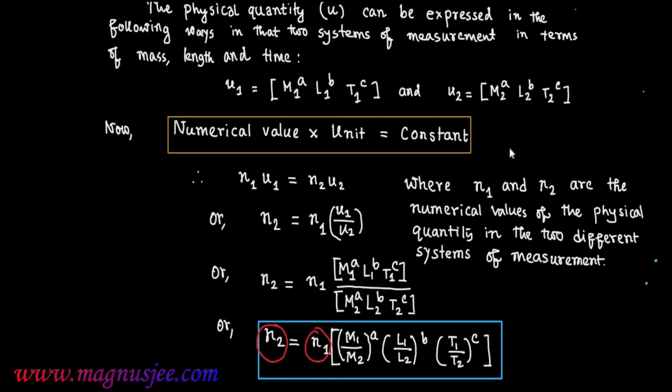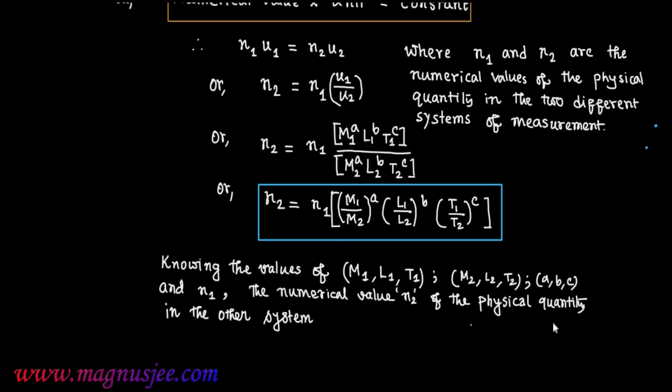Now n2 equals n1 M1 by M2 whole to the power a, L1 by L2 whole to the power b, and T1 by T2 whole to the power c. Knowing the values of M1 L1 T1, M2 L2 T2, a, b, c, and n1, the numerical value of the physical quantity in the other system can be calculated.